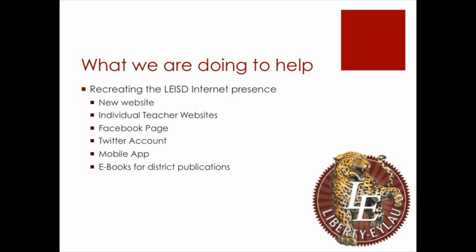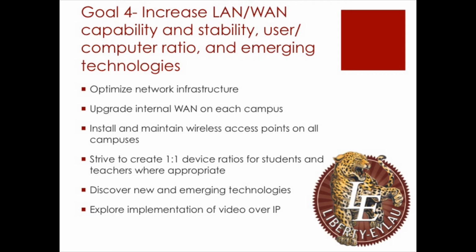And so that's a very exciting part of some of the things we're doing in Goal 3 to improve communication with parents and communities. And the final goal of the Liberty ILO plan is to increase local area network and wide area network capability and stability. We want to increase our user-to-computer ratio, and we want to stay abreast of emerging technologies.